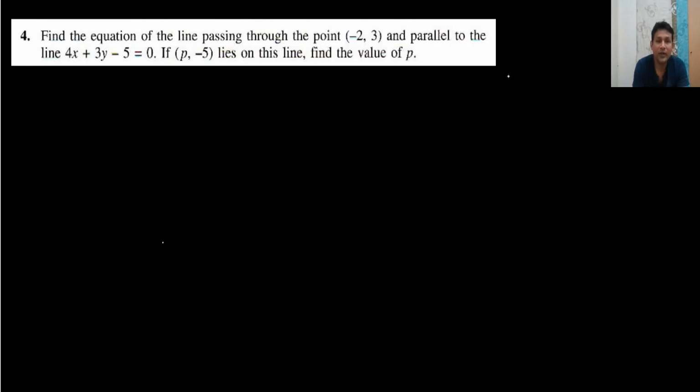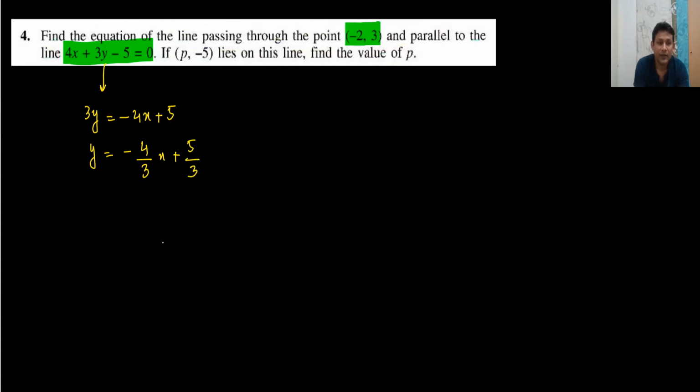In question number 4, we have to find the equation of the line passing through this point and parallel to this line. This is the first thing we are doing, like we have done in questions 1, 2 and 3. First of all, we need the gradient here. 3y is equal to minus 4x plus 5. Please always write x first. y should be alone: minus 4x upon 3, and the gradient is coming minus 4 upon 3. And the coordinates are minus 2 and 3.